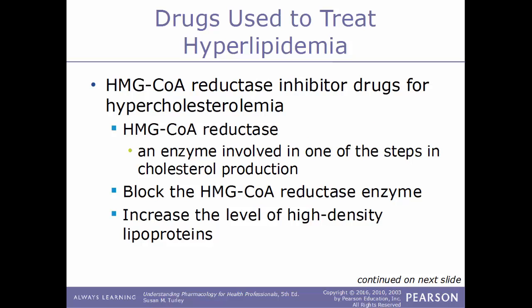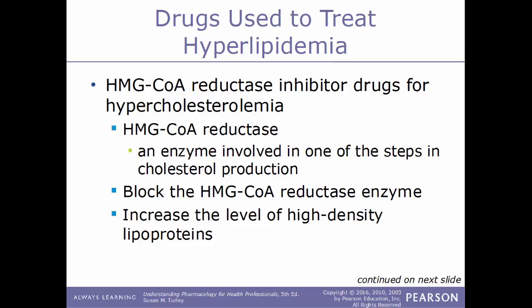Another category of drugs that's used to treat hyperlipidemia is called HMG-CoA reductase inhibitor drugs. Now, HMG-CoA is a much shortened version of the compound's chemical name and stands for hydroxymethylglutaryl coenzyme A reductase inhibitor drugs. HMG-CoA reductase is an enzyme that is important in the production of cholesterol. So these inhibitor drugs will block the action of HMG-CoA reductase.